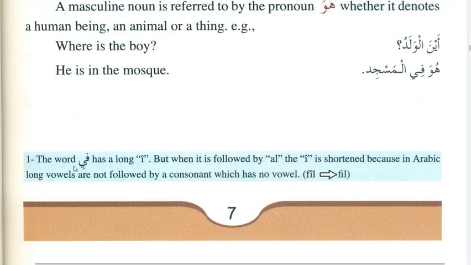Then I also recommend you to read this footnote about fee. In this word fee we have a ya madda, because you know that whenever there is a kasra with ya sakin it becomes ya madda. But when after fee we have a word starting with alif lam, then we just ignore the ya madda and we join the kasra with lam: fil-masjid. That is what they are telling you here: normally we have ya madda, but when the next word starts with alif lam, then this ya madda becomes silent and we join the kasra with lam. So I also recommend you to read it.